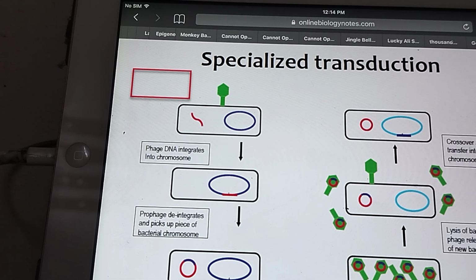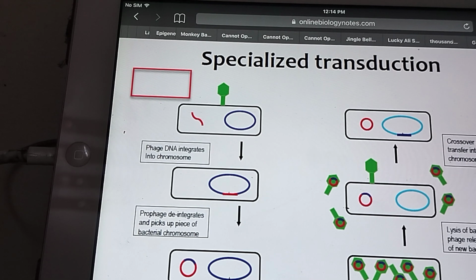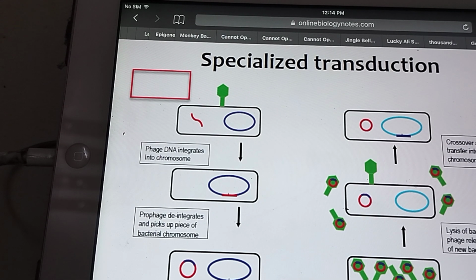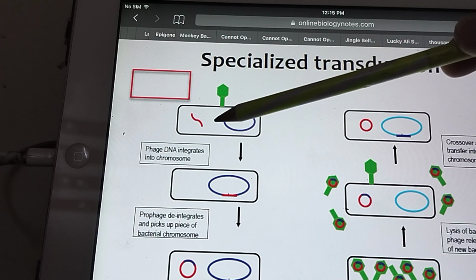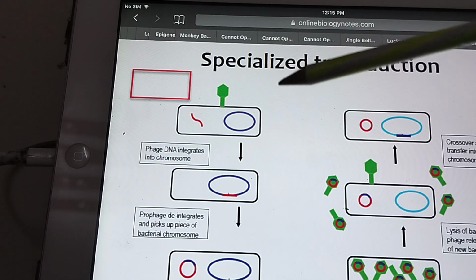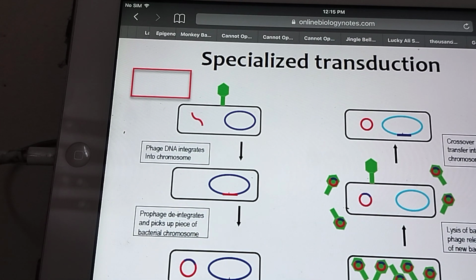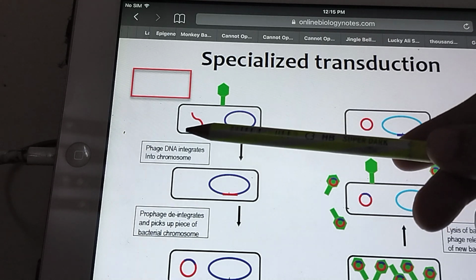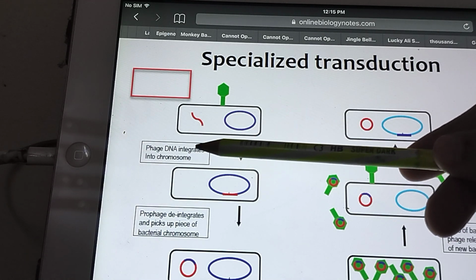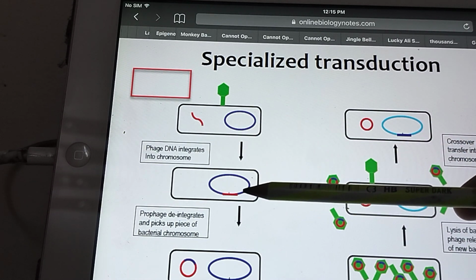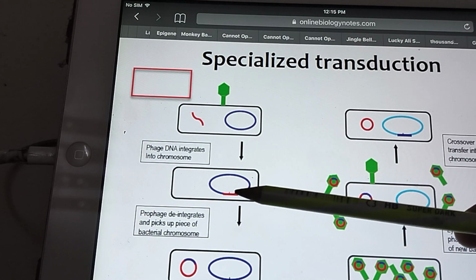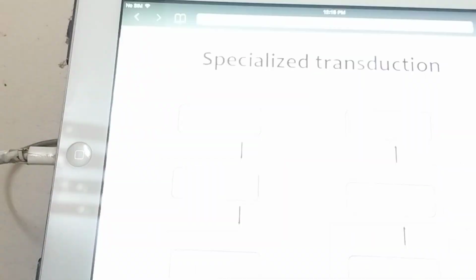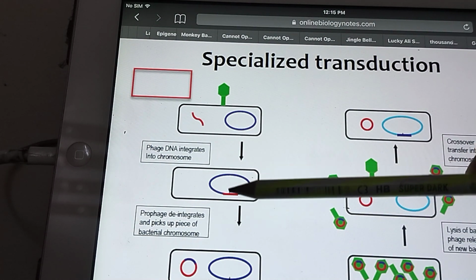It is made possible by an error in the lysogenic life cycle of the phage. When the phage genome is introduced into the bacterial chromosome as a prophage, here you see this phage DNA integrates into the bacterial chromosome, and here it can exist as dormant for several years. So this is known as prophage.